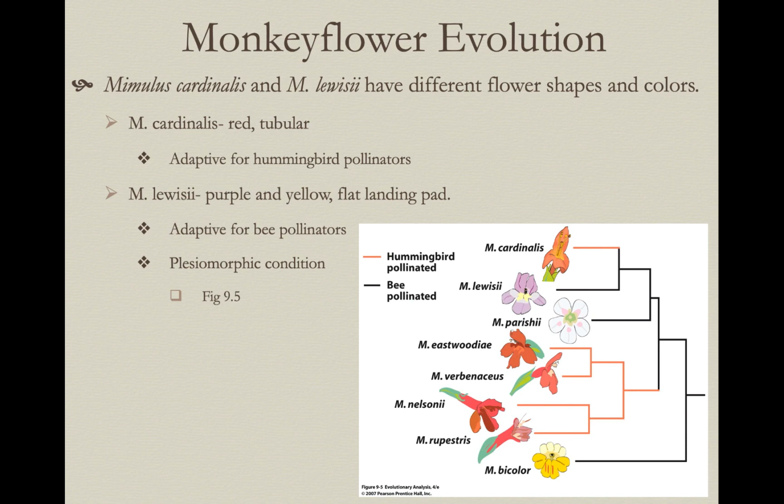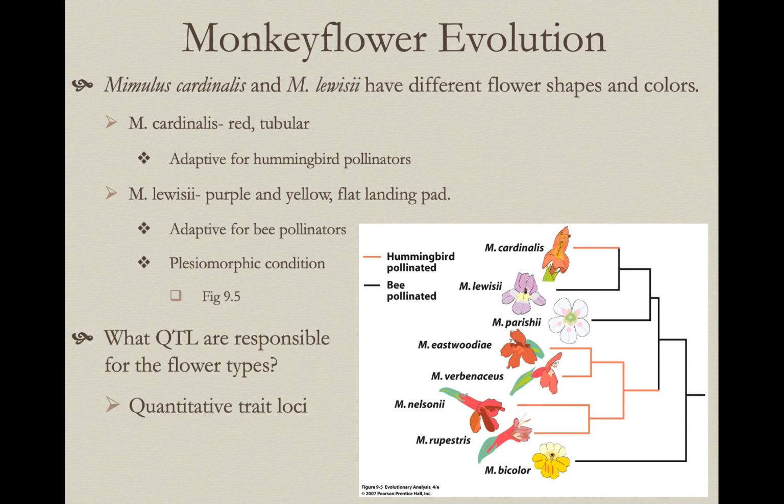And this is a good example of using a comparative method. We're going to cover this in future lectures, but this is a good way of using phylogenies to reconstruct the potential pattern of evolution of traits. Well, so this is basically just showing you what the phenotypic evolution is associated with flower color and shape. Now the question is, what are the QTL responsible for these differences? QTL stands for quantitative trait loci. So what are the genetic differences between cardinalis and lewisii that produce such different flowers from a common ancestor that had the same genes?